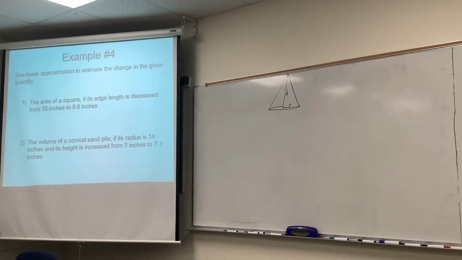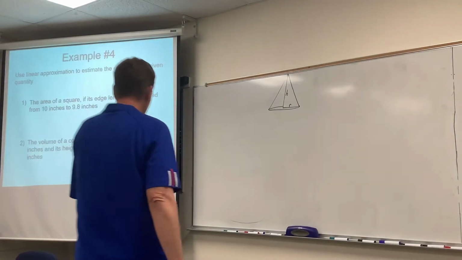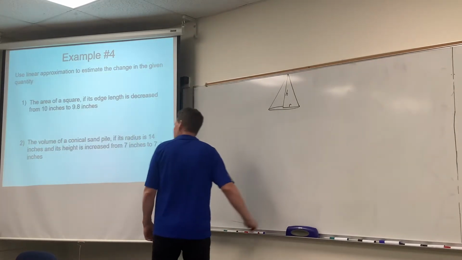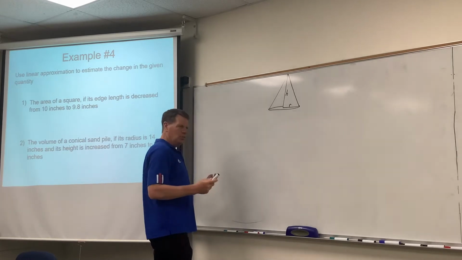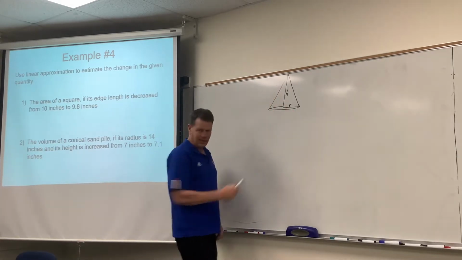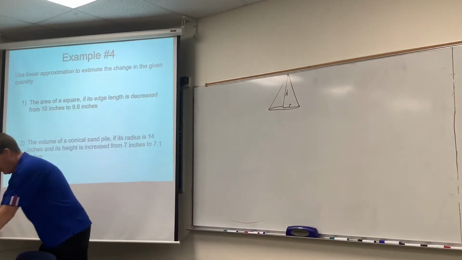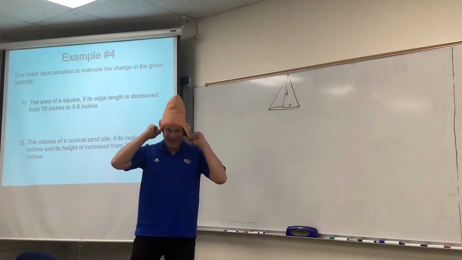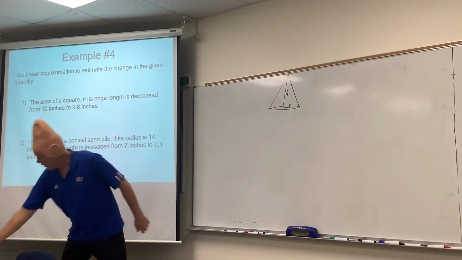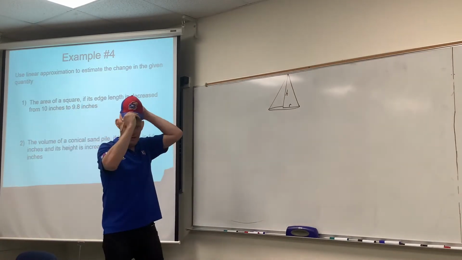Here we go with differentials. This will be example number 4.2. And so it talks about a conical sand pile, which a cone would be described by its radius and its height. And of course, since we're dealing with a cone, I'm sure you all definitely want to see the cone head here. All right, and let's go ahead and put a hat on while we're at it, rock chalk here.